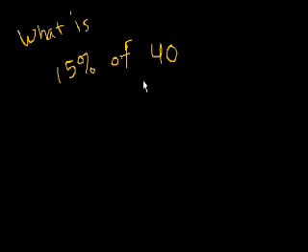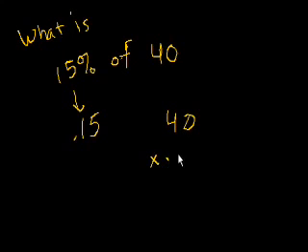multiply it times the number that I'm trying to get the percentage of. So 15% as a decimal is 0.15. You learned that for the percent to decimal conversion video, hopefully. And we just multiply this times 40. So let's say 40 times 0.15.